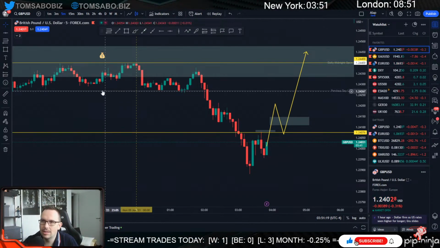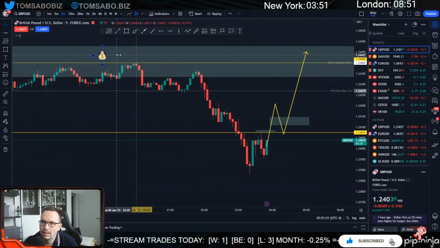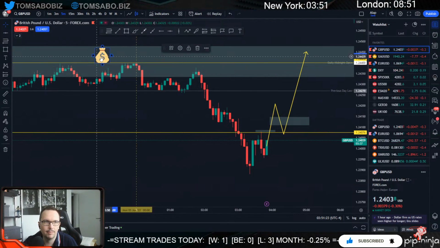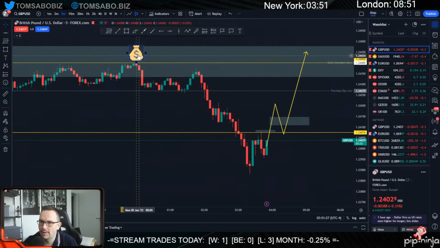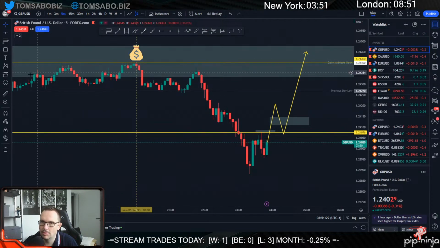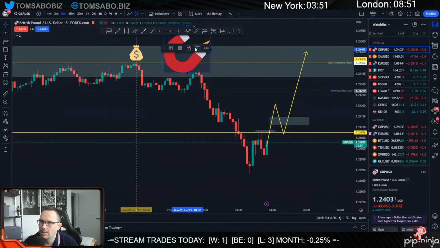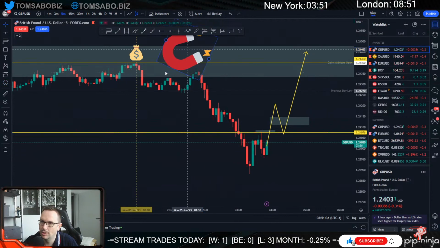Because as you can see, we have some liquidity up there. And that's a fact because there's money there. You see? And we have a magnet, huge one.